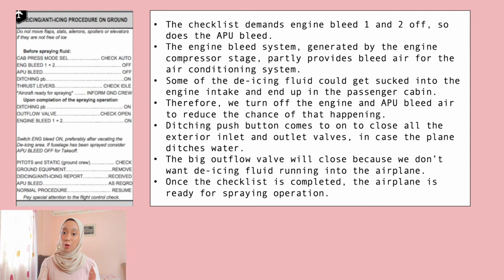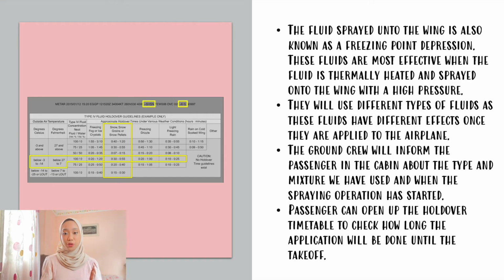Once the checklist is completed, now we can start the spraying operation. The fluid spread onto the wing works by freezing point depression. These fluids are most effective when they are thermally heated and sprayed with high pressure. They will use different types of fluids, as these fluids have different effects once they are applied to the airplane. The ground crew will inform the passengers in the cabin about the mixture and types, and also when the spraying operation has started. Passengers can open up the holdover time table to see how long the application will last until takeoff.